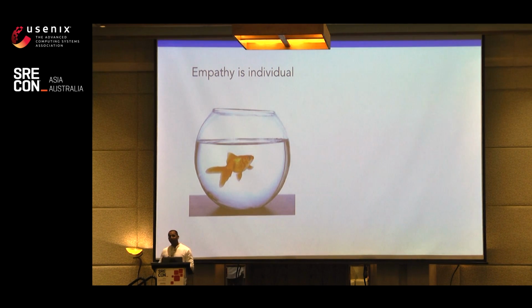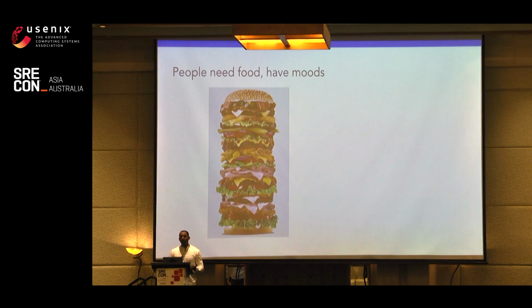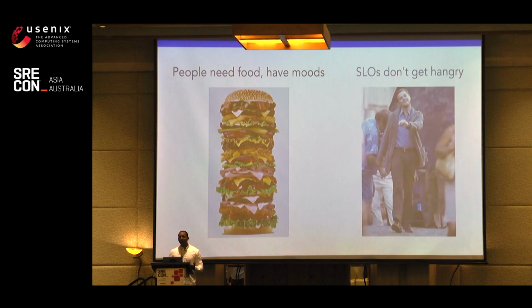Empathy is an individual thing that humans have, which is really nice, but it's not very scalable. SLOs are collective. They represent a shared understanding of what we want from our product. And then, people need food, they have moods, they have all of these biological needs and these fluctuations. But SLOs don't get hangry, ever. You can count on your SLO to be steady and reliable. So we want to keep all of these good aspects of SLOs.